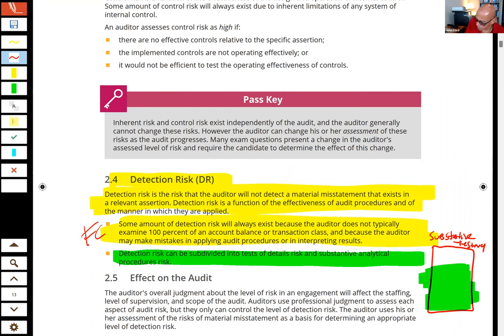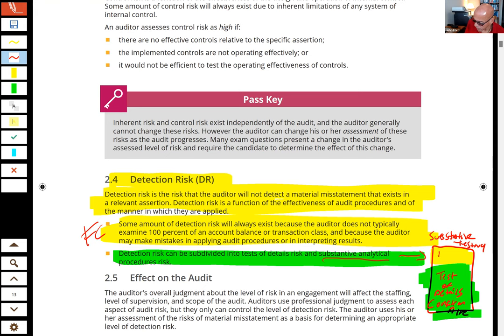Okay, most of our substantive testing will be a test of details. In other words, confirming accounts receivable is a good example of a test of details, because we're sending out confirmations to a sample of our clients' customers. Conversely, some assertions lend themselves better to substantive analytical procedures.